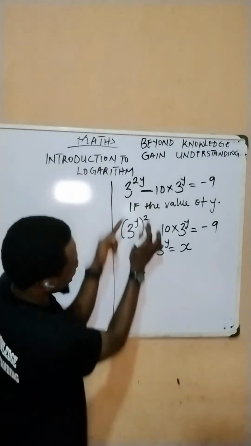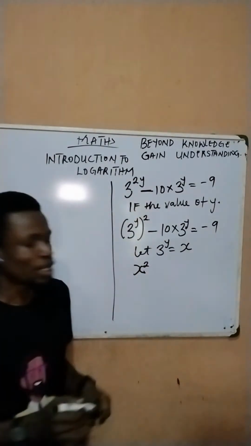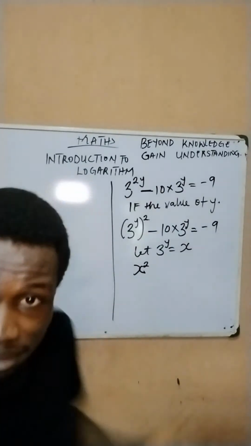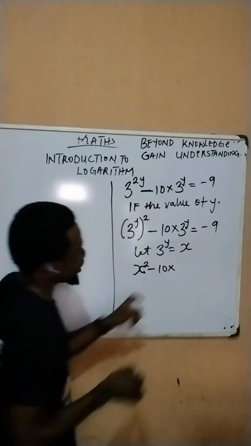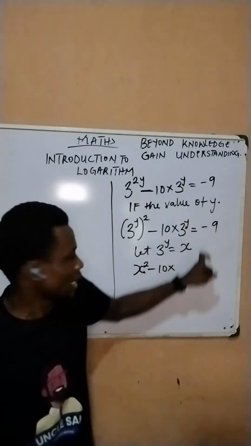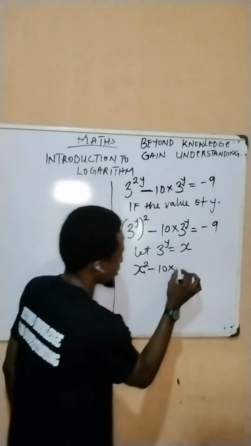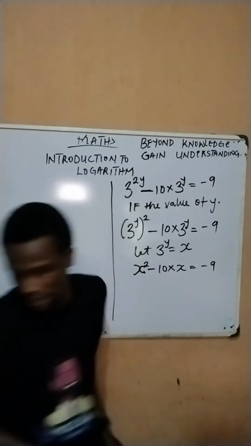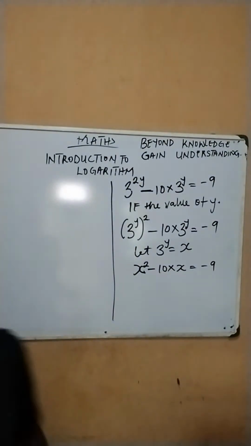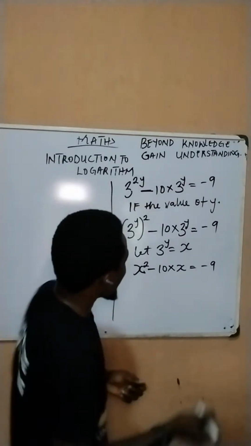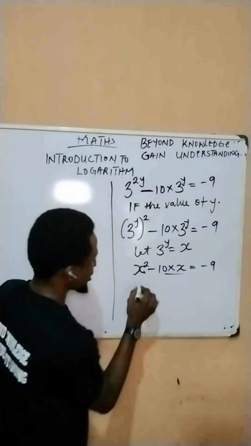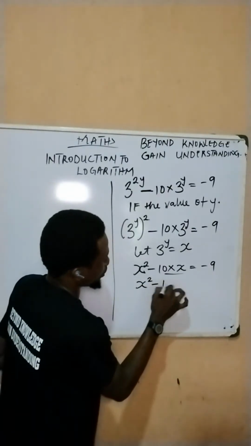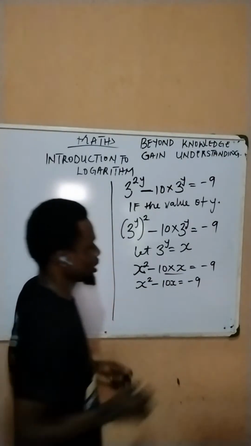Once I've done that, this square will now attach to the x here. Then this becomes minus 10 multiplied by 3 raised to the power of y, which is still here. I'm going to replace it with x, equal to negative 9. This is what we'll have at this point. Then we can simplify, because 10 multiplied by x gives 10x. So this gives us x raised to the power of 2 minus 10x equals negative 9.